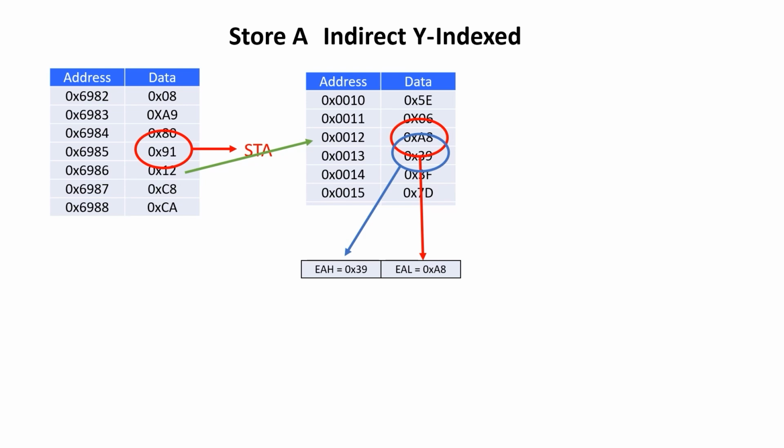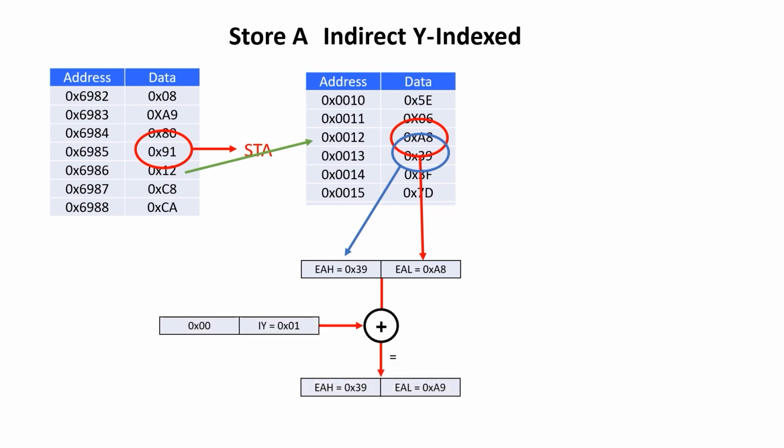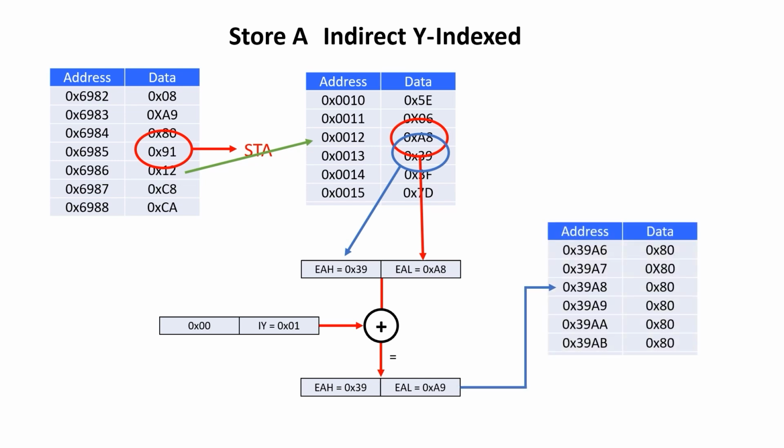Now we have a 16-bit address stored in our EAL and EAH registers. Then we add the 8-bit index Y register with carry. The result is stored in our EAL and EAH register. This is our effective address, 39A8 in this case. Then we write the value of 80 stored in the accumulator to this address.